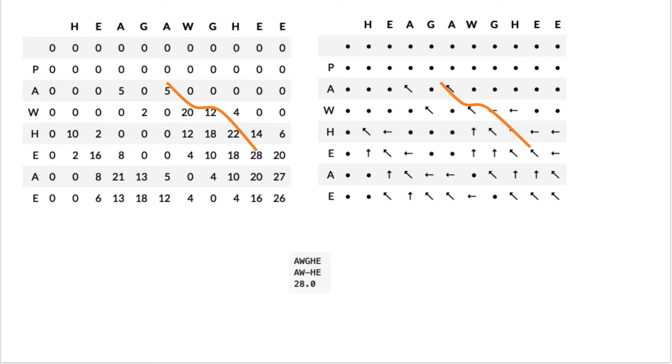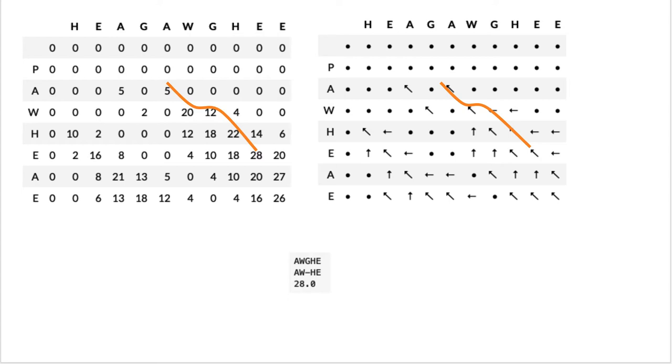And then I went ahead and traced out in orange exactly what this would look like for the Smith-Waterman alignment. Again, you can see we're just following those arrows, starting from the highest scoring cell until we reach a zero in that matrix. And the alignment that I transcribed is down at the bottom.